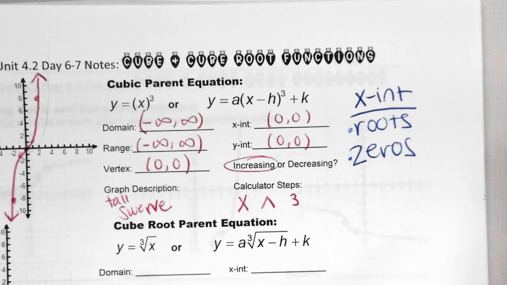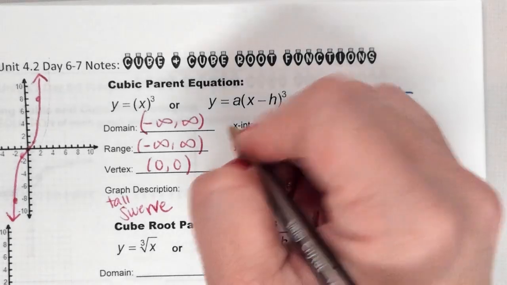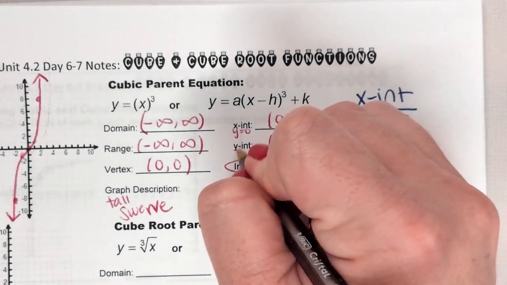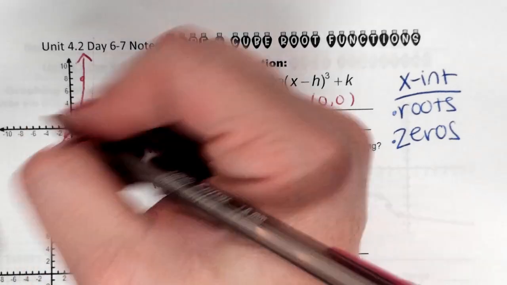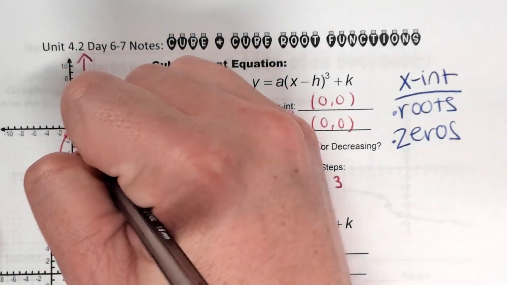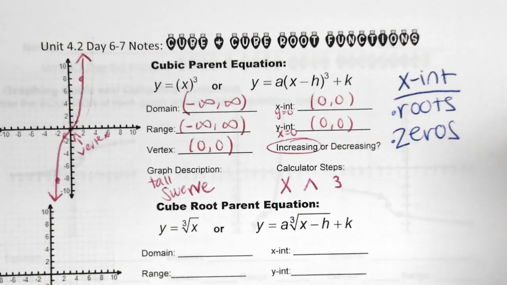Your x-intercept is where y equals 0, and your y-intercept is where x equals 0. Don't forget those things. And just a reminder, your vertex is where it switches directions. Any questions with our cubic parent function?